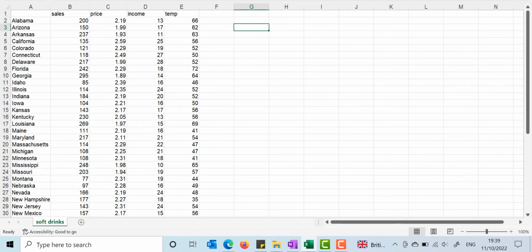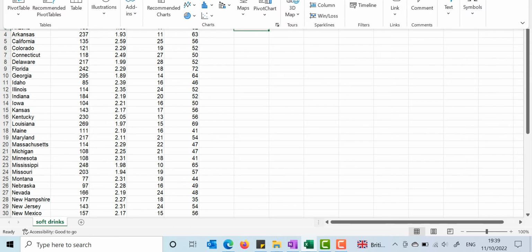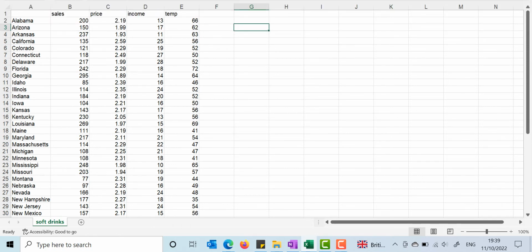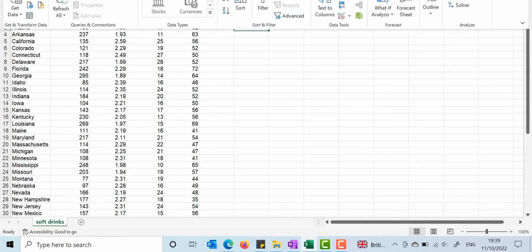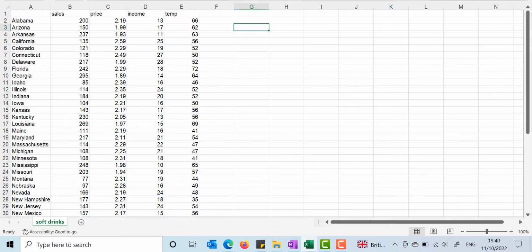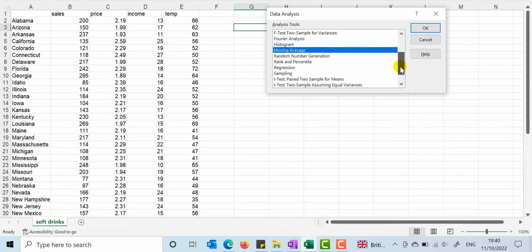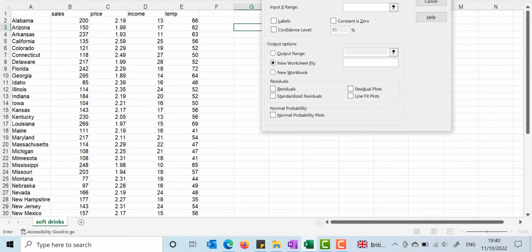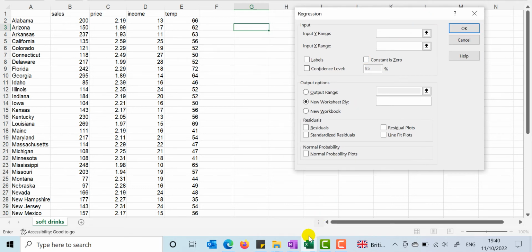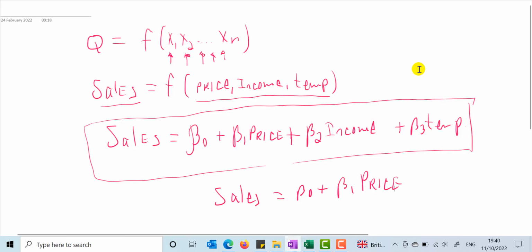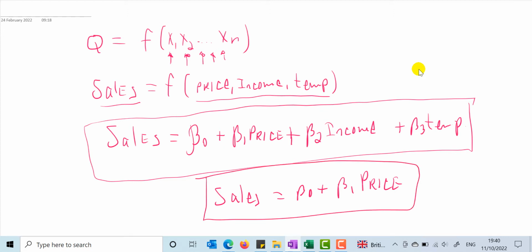Right, so let's insert, apologies, I'm not going to insert a pivot table, I was going to go to a pivot table for some reason. So you go to Data, Data Analysis, Regression from the list. Okay, now let me go back to the equation we stated here. So this is the equation.